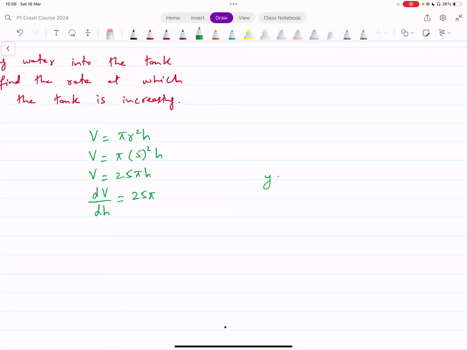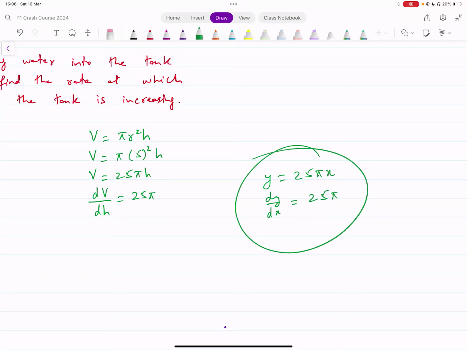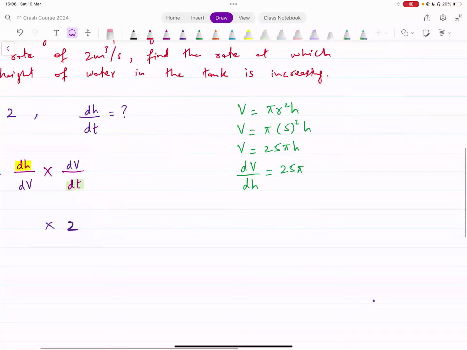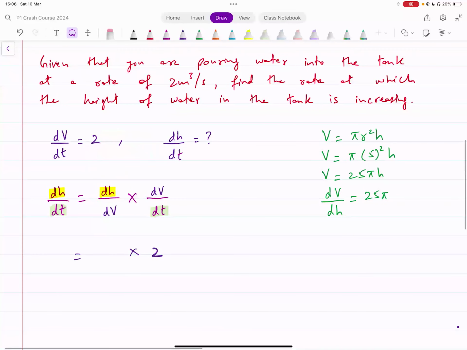Just like if you had y equals 25 pi x, what would be the derivative, dy over dx? That would be 25 pi. We've just changed the name of the variables. Instead of y and x, we've got v and h here. That gives us dv over dh equal to 25 pi. And now that we know the value of dv over dh, we can put that here.